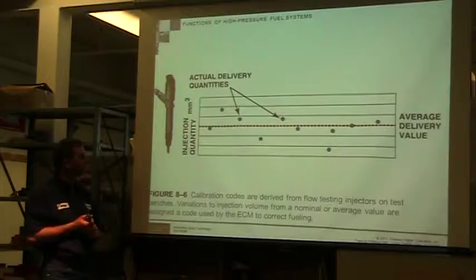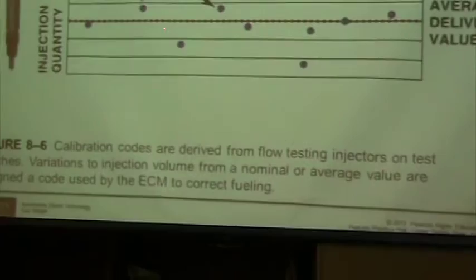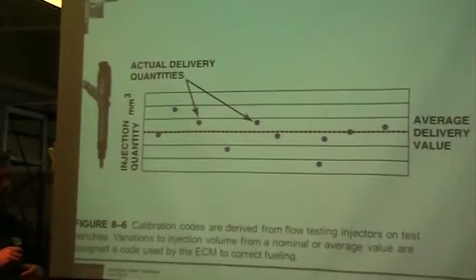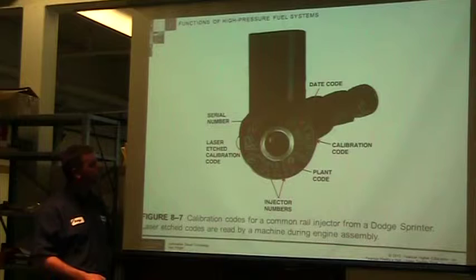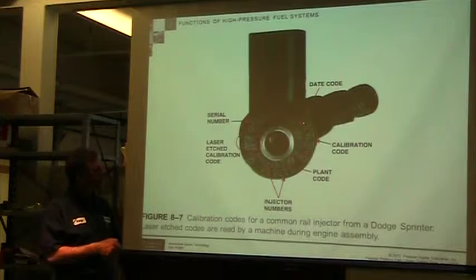So these calibration codes, you've got to put them in, and once you put them in, the computer is going to take that information. It's not a perfect injection pattern because the computer is learning itself. It's constantly trying to adapt to its environment, and it's going to move it around until the engine runs as smooth as possible. So here is an injector. It's got a date code for when it was built, and a calibration code, that's what you're typing in. It's a pretty long number.